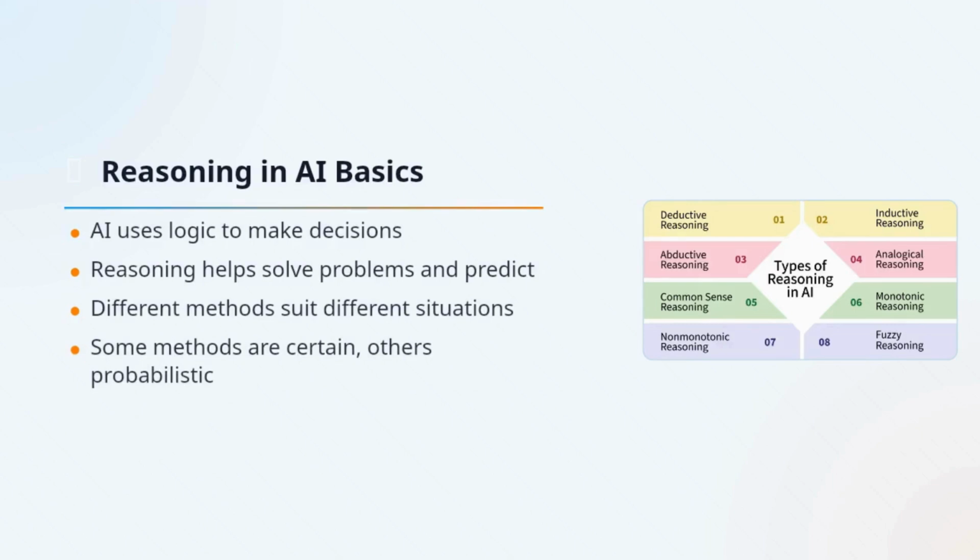Just like humans use logic, AI also needs ways to analyze facts, patterns, and situations before acting. Some reasoning methods work with fixed rules, while others deal with uncertainty and changing data. This foundation is what allows AI systems to behave in a more intelligent and useful way.